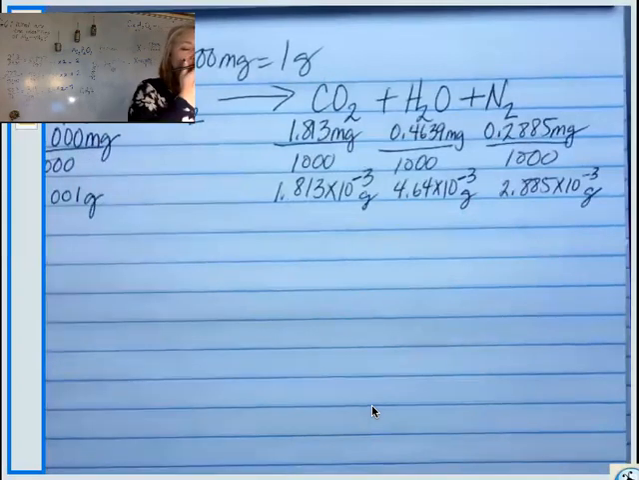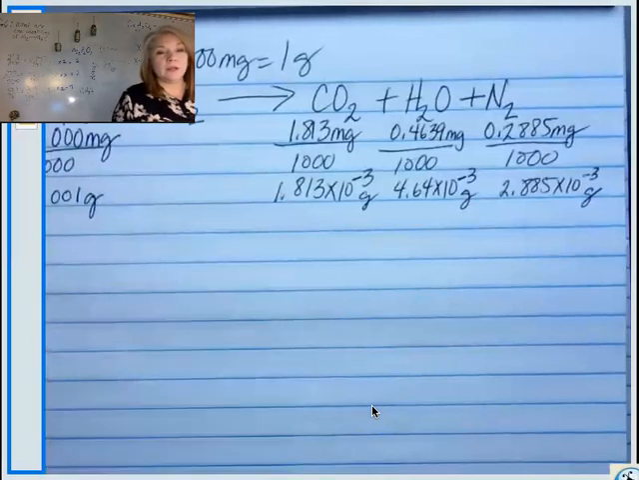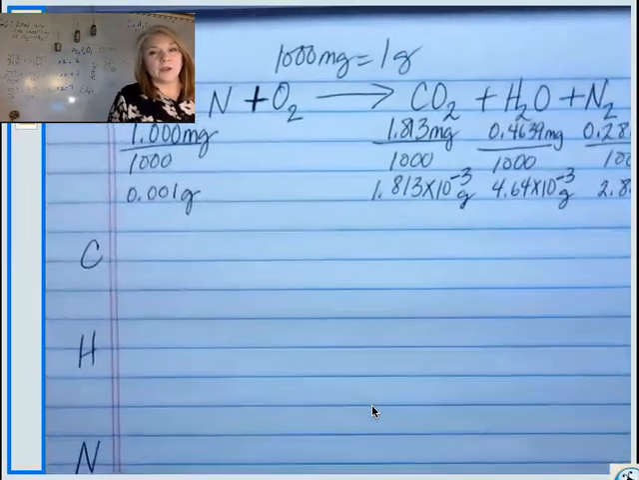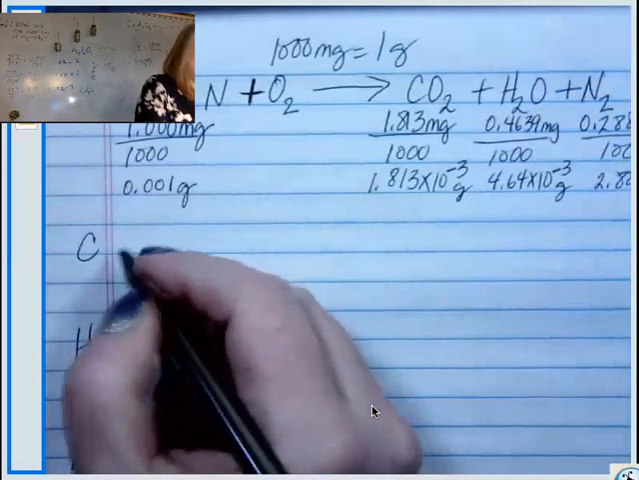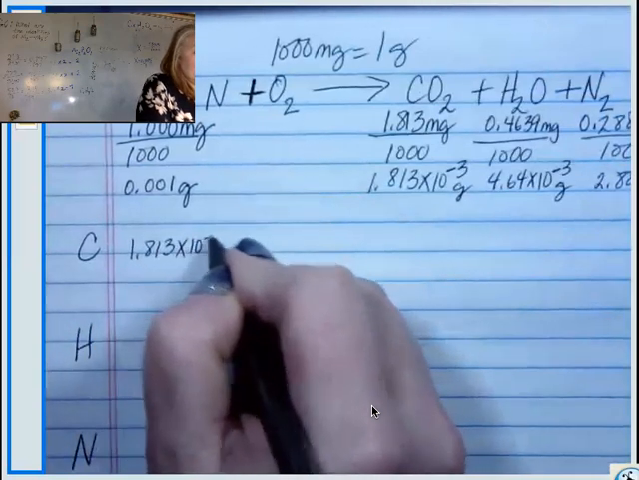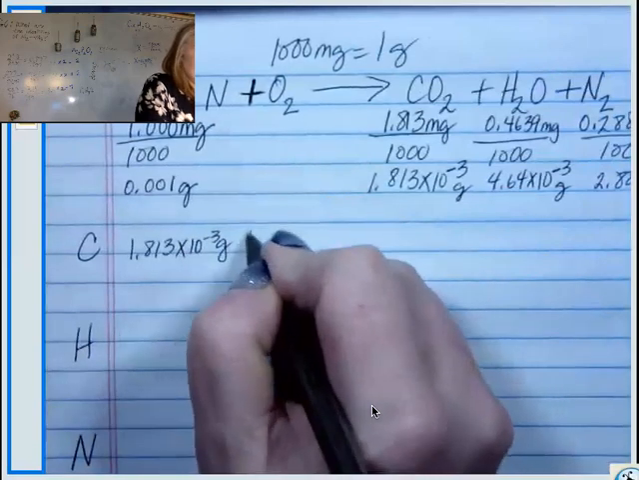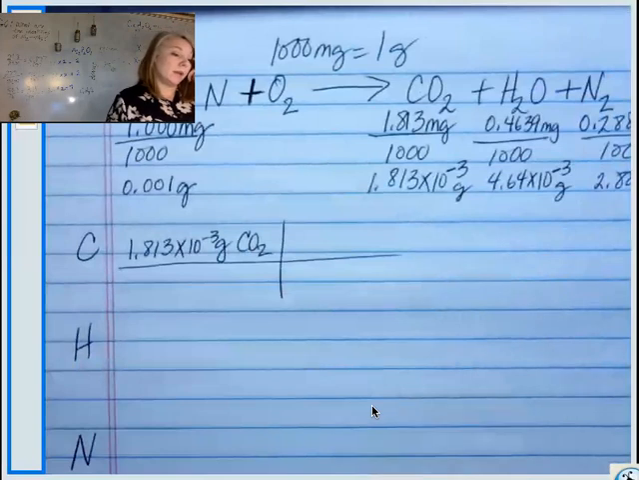Okay, so let's go ahead and do the same process that we just did. Let's get our carbon, our hydrogen, and our nitrogen pulled out separately out of these masses that we're given. The first one we have is 1.813 times 10 to the negative third grams of carbon dioxide. I want to get the carbon out of that. So what am I going to do to get the carbon out of the carbon dioxide? Same thing we just did in the last one.